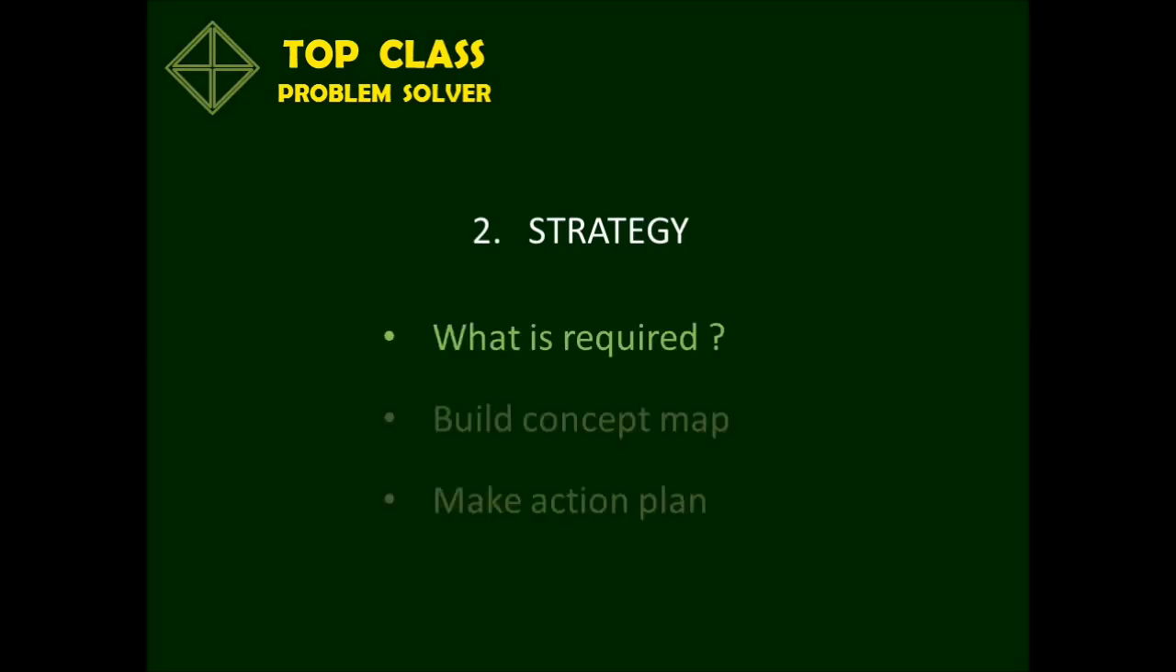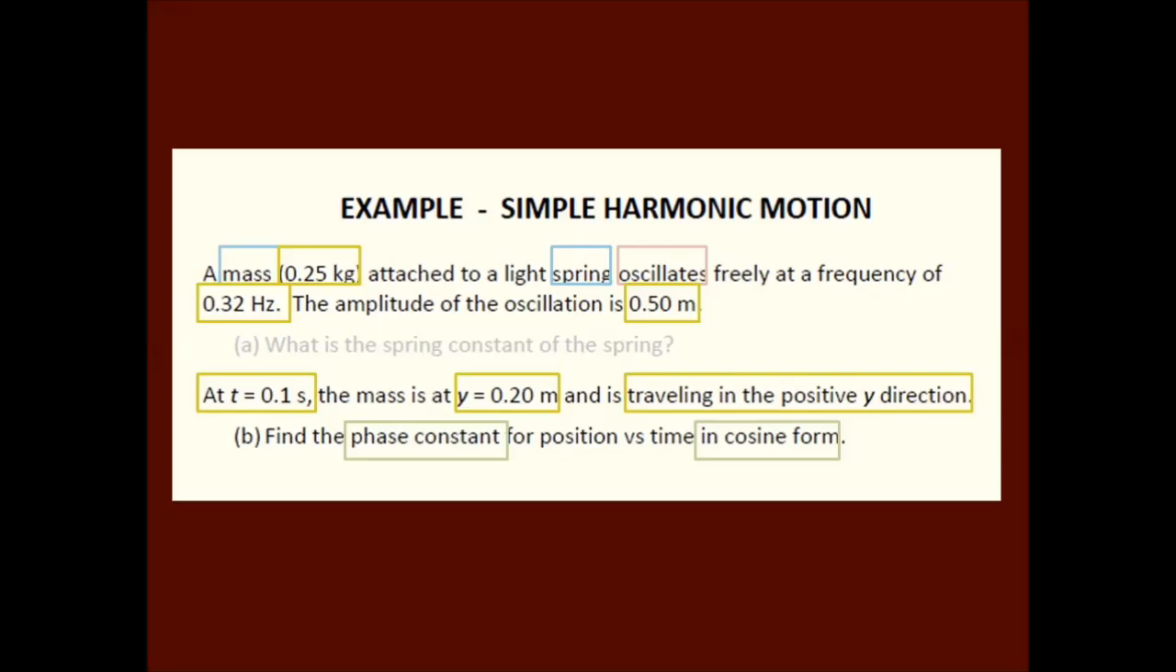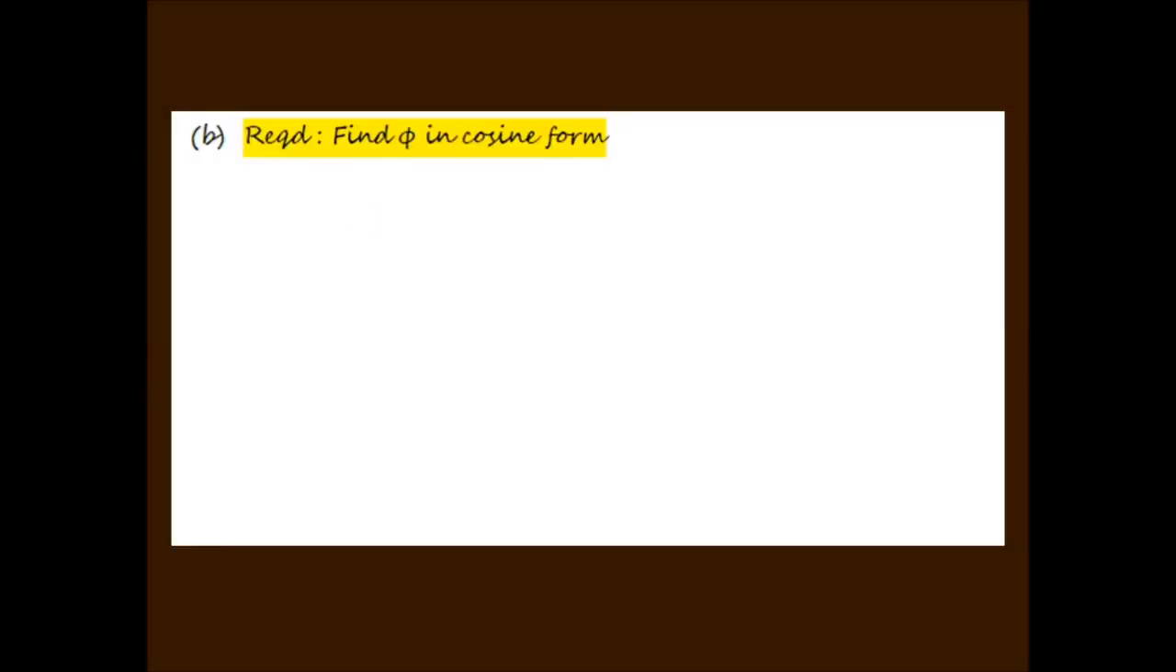The first step of the strategy is to determine precisely what is required. In the statement of the problem, we are asked to find the phase constant in cosine form. So this is what we write and highlight in our solution.